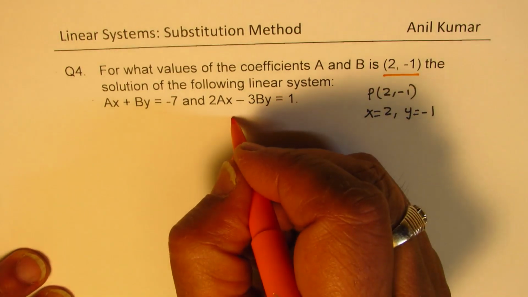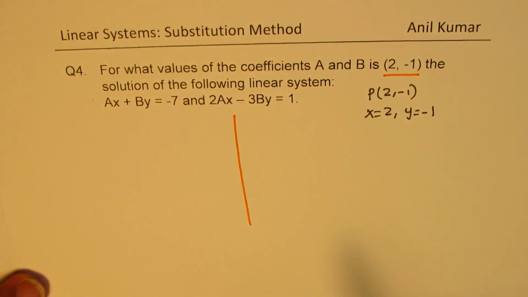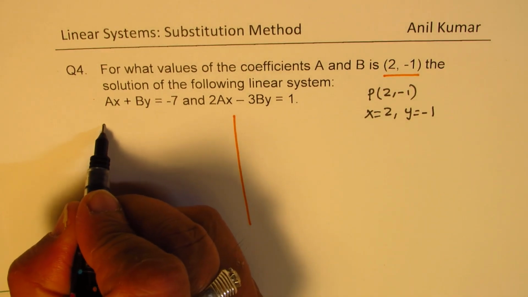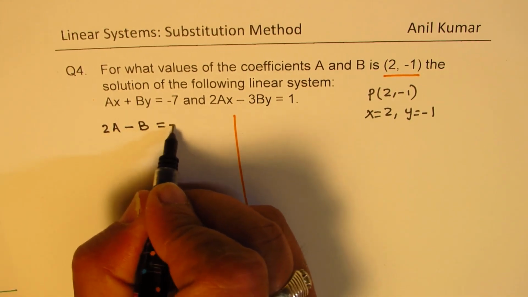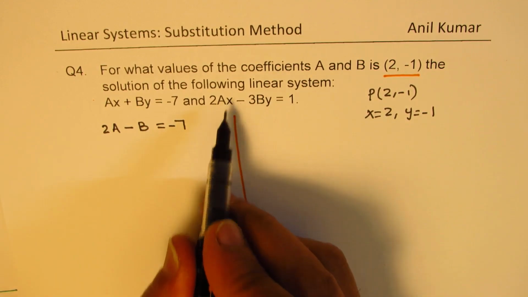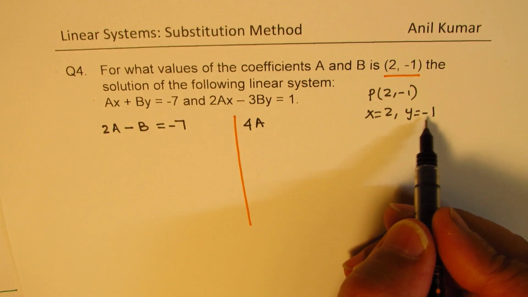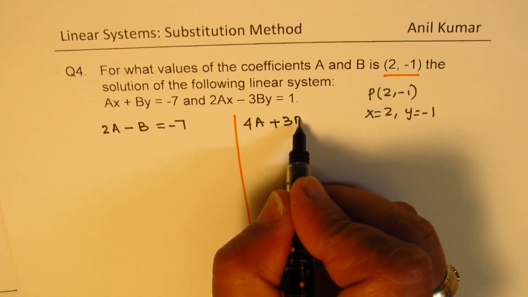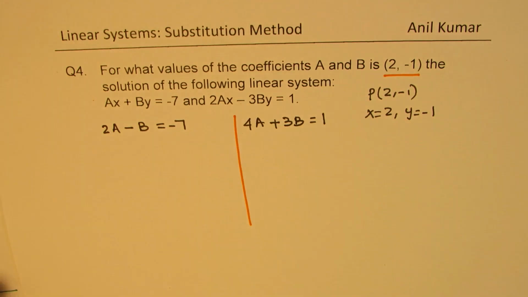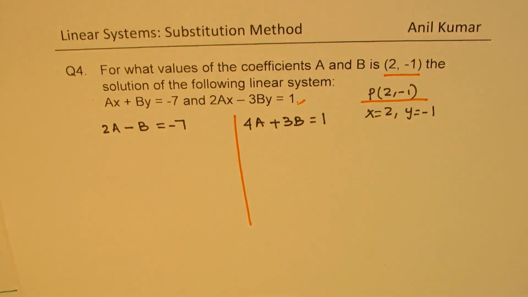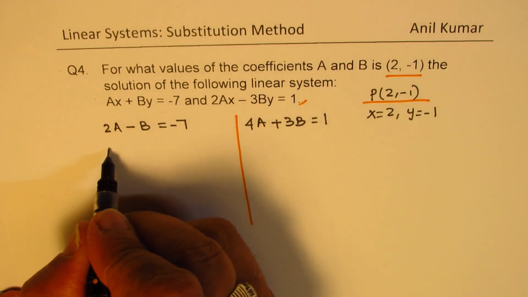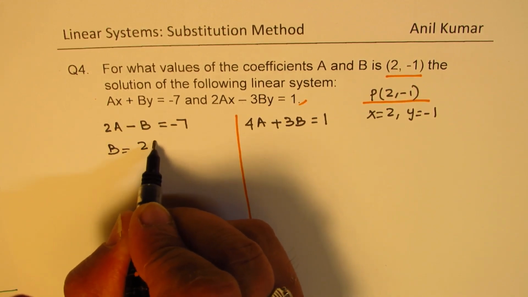So the two equations we're talking about are, let's write down, 2 for x, so we get here 2a, y value is minus 1, so we get minus b equals minus 7. And here if I write 2 for x, I get 4a, and minus 1 for y, I get plus 3b equals 1. Is that clear? So what I've done here is that for these equations, I've used my point 2, minus 1. And now I've got two equations and two variables which I can solve for. So let us isolate b from here. So we can write b as equal to 2a plus 7.